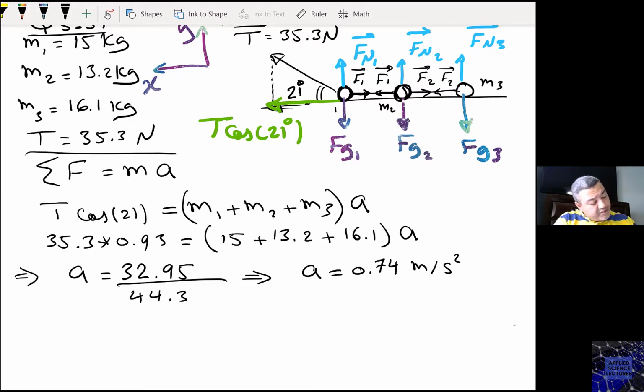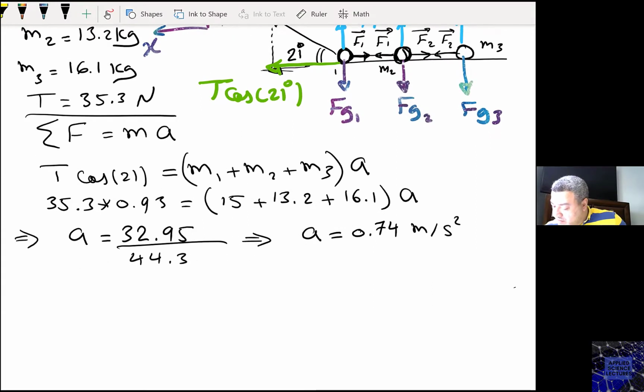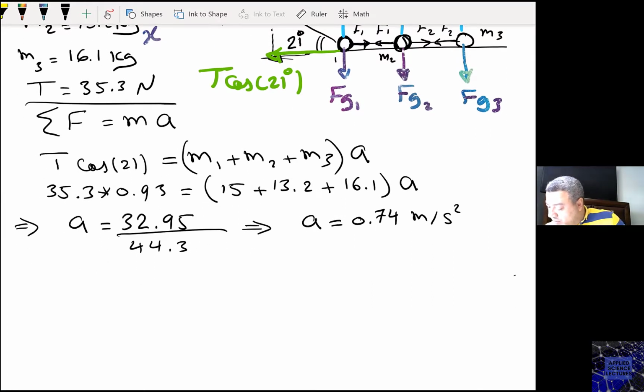Okay, so this is the acceleration. And this acceleration is in the direction of the pulling rope. The second part, part B, is to find the tensions in the connecting ropes, which are F1 and F2. So how do we do this? Then we look at every cart, one cart at a time.